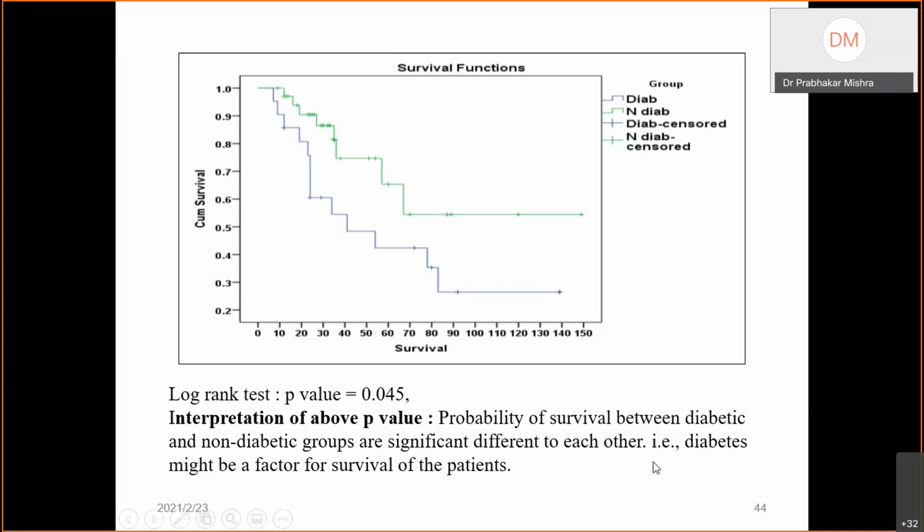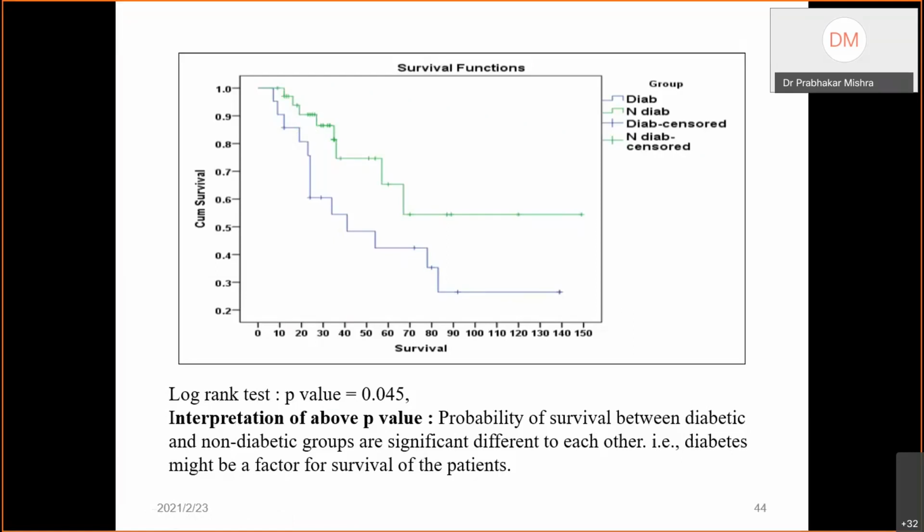So see here, non-diabetic, इसको हम इस तरह से भी लिख सकते हैं कि there is a significantly higher survival time reported in the non-diabetic group as compared to the diabetic group, and that difference was found to be statistically significant.